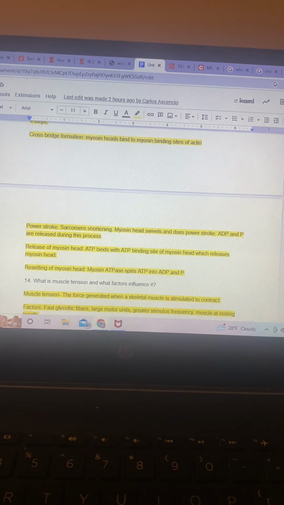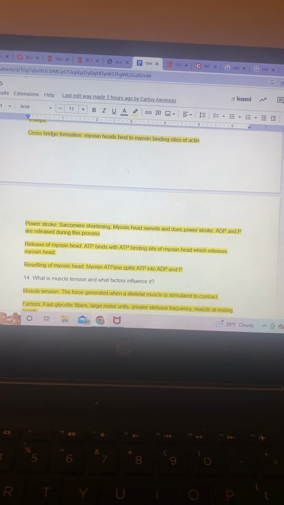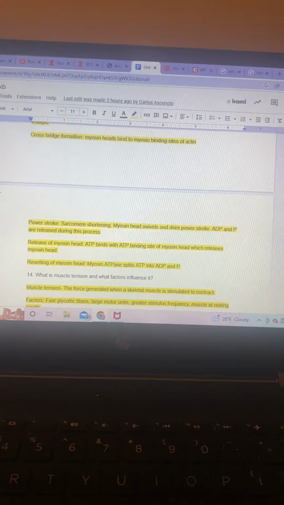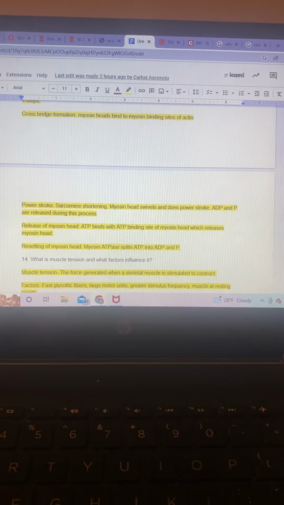The third one is release of myosin heads. ATP binds with the ATP binding site of the myosin head, which releases the myosin head. The fourth one is resetting of the myosin head, in which myosin ATPase splits ATP into ADP and P.